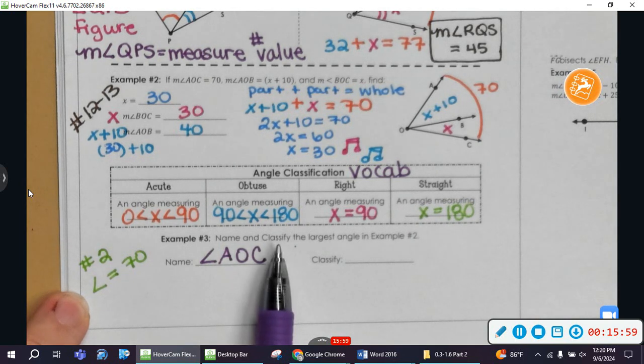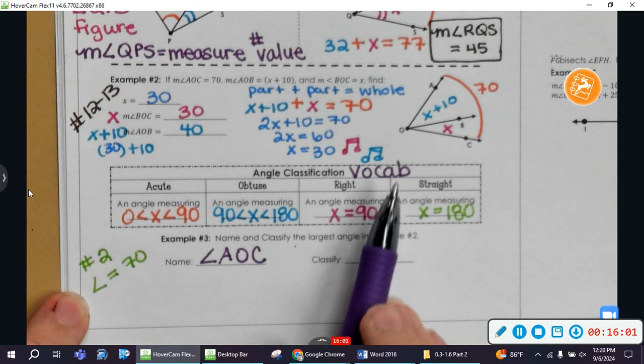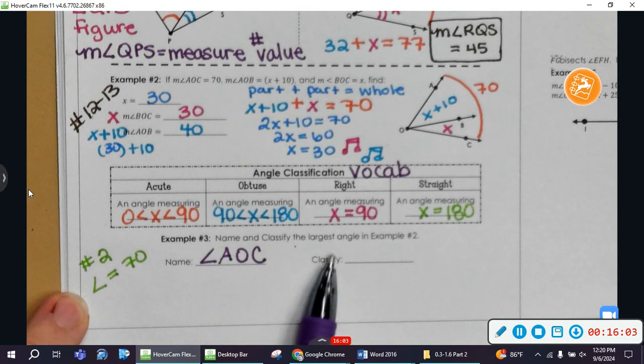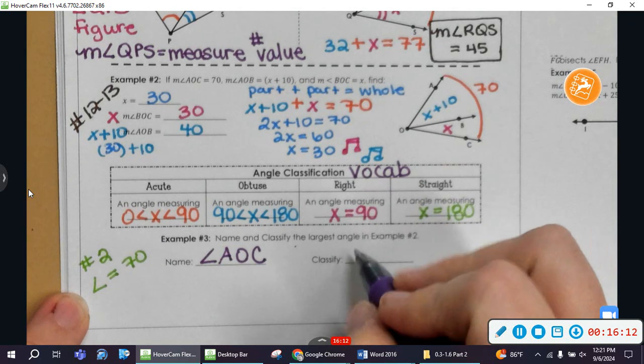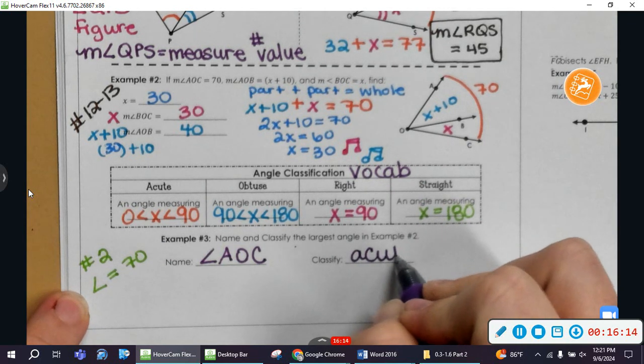Now then we also need to classify it. Classification is the vocab word. That classification comes from its numerical value. It is 70 degrees, so it would be classified as acute.